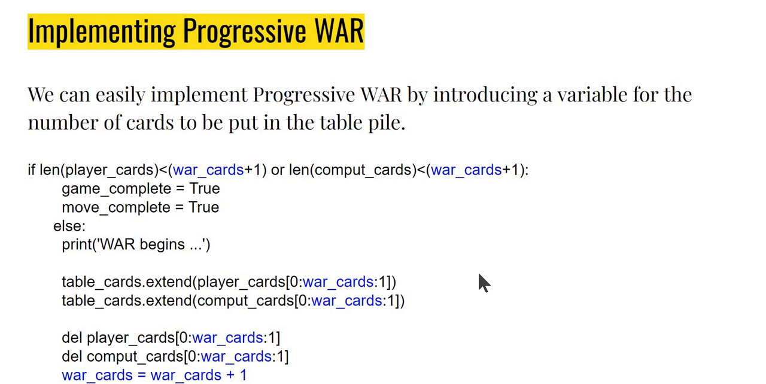Implementing progressive war in our code is actually quite easy because all we need to do is to have a variable instead of a fixed 3 over there. Remember, whenever war happens, I check if I have got a sufficient number of cards to play that war. If not, then the game is getting over, the move is also getting over for either the player or the computer. Now, once that happens, I put out that many cards to the table cards, and then I delete these from the playing and the computer cards. Now, all I need to do is really to create one variable called war cards and keep on incrementing this every time a war happens. And this is actually really quite straightforward in our structure.